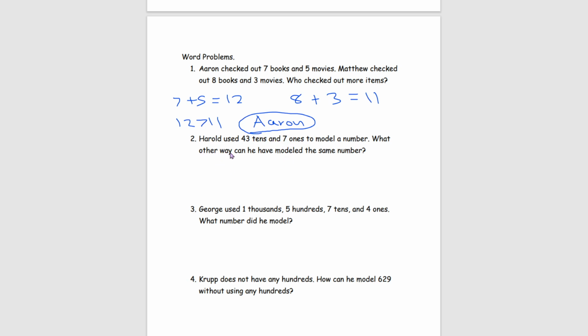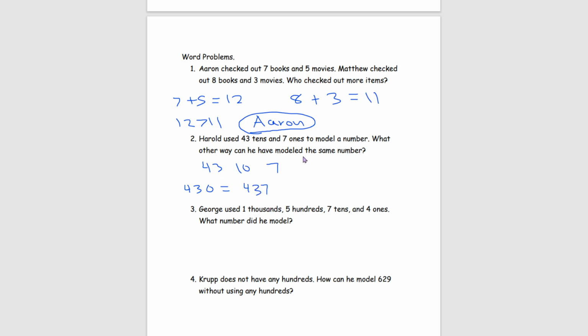For number 2, Harold used 43 tens and 7 ones to model a number. What other way could he have modeled the same number? So, since we know that Harold used 43 tens, meaning he used 43 10 times, and he has 7 ones. To find out our standard number, we're going to do 43 times 10, which is basically just 1 times 43 plus the 0 at the very end, which gets us 430, and plus 7 equals 437.